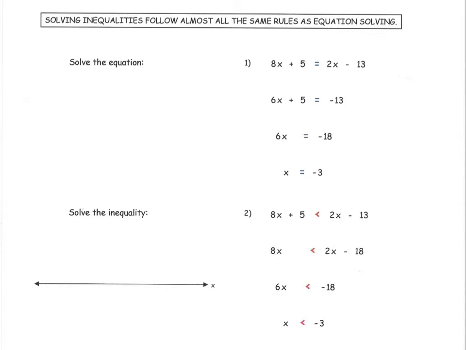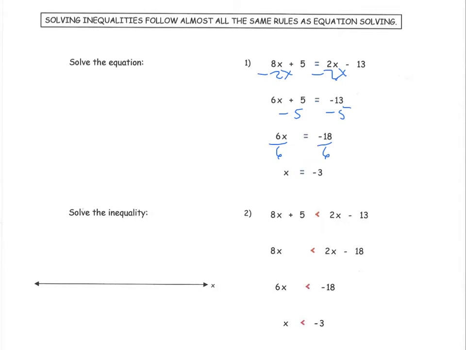Here's one way that we could do that. That gives us 6x plus 5 equals negative 13. Now the 5. 6x equals negative 18. And x equals negative 3.